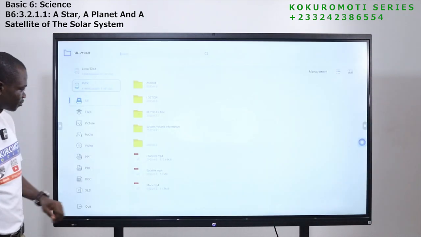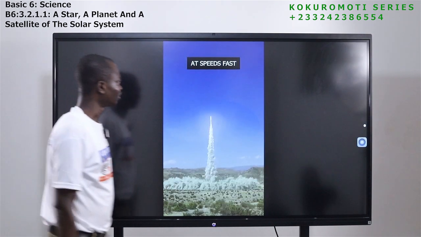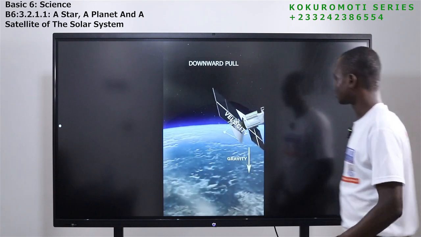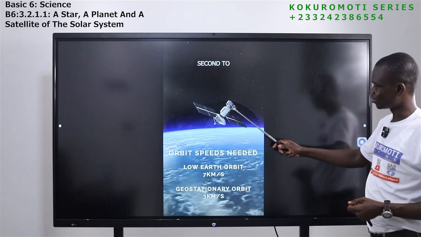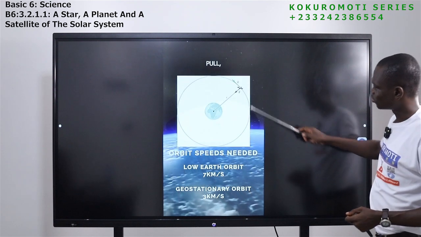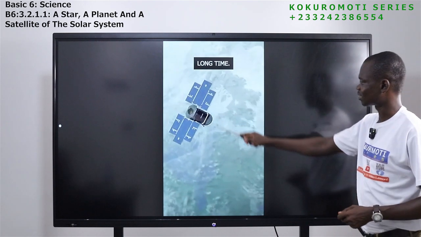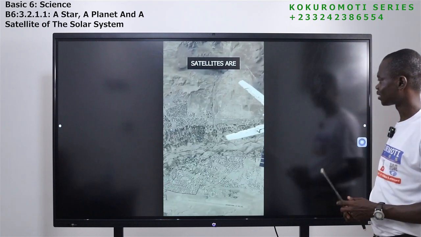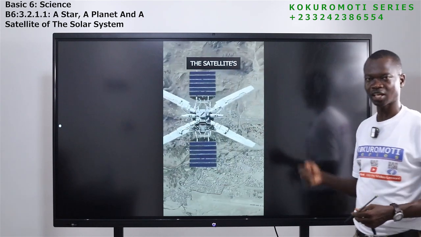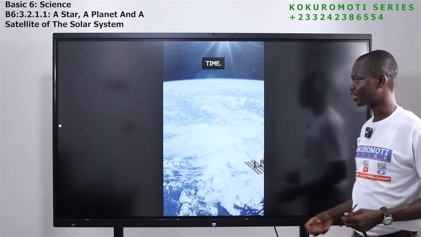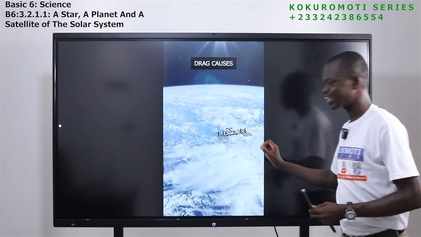Let's look at satellites. Okay, so they are launching satellites in the sky. So here, these are satellites. Have you seen it? This is how it moves. It moves around the earth. Look at it. This is a satellite, and it's moving around the earth. As it moves, it picks information. As it orbits or moves around the earth, it picks information. So listen to me.